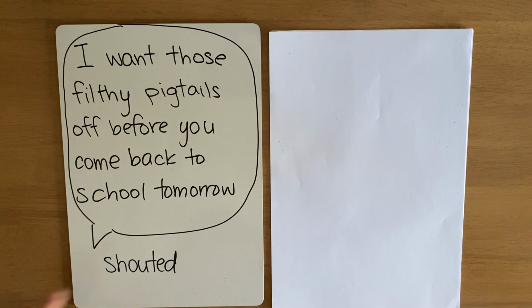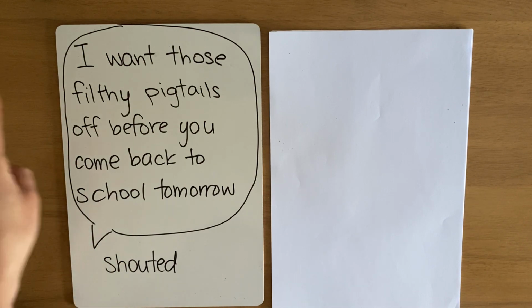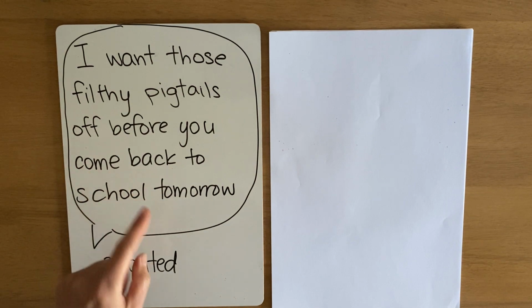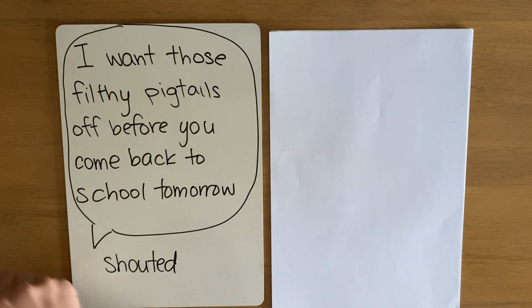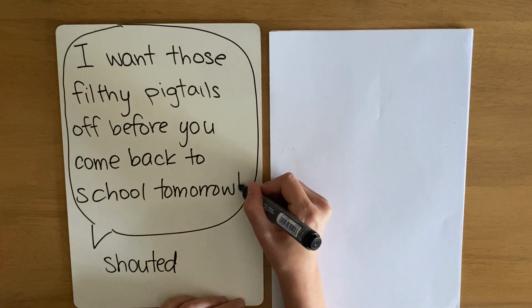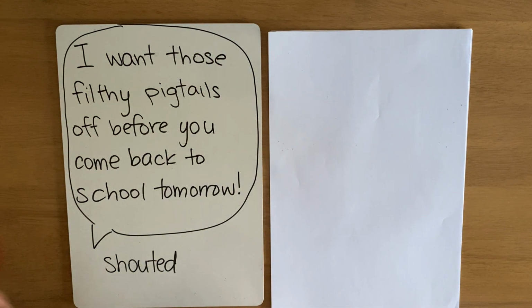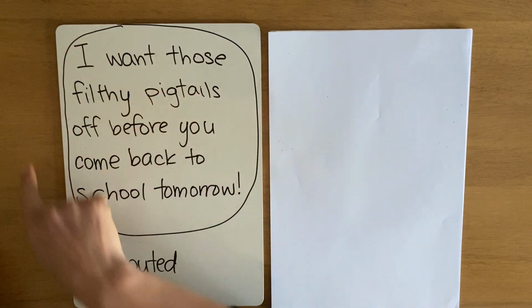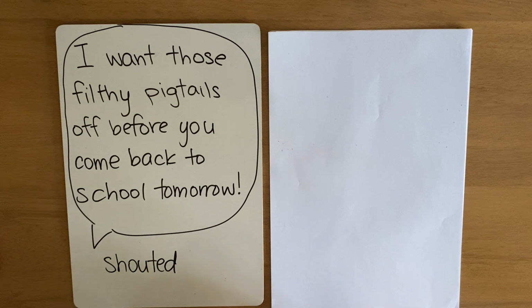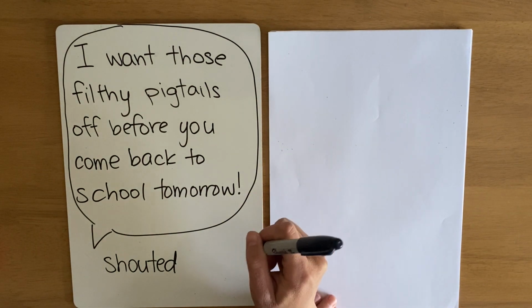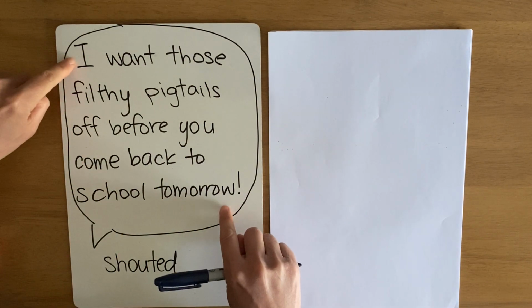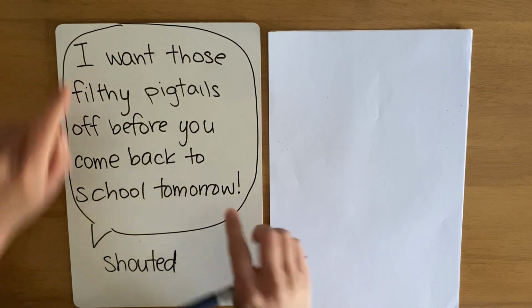So this is what Miss Trunchbull is shouting to Amanda Thripp. "I want those filthy pigtails off before you come back to school tomorrow," shouted Miss Trunchbull. So we're going to turn this speech bubble into a sentence with speech marks. First thing we're going to do is copy what is inside the speech bubble.